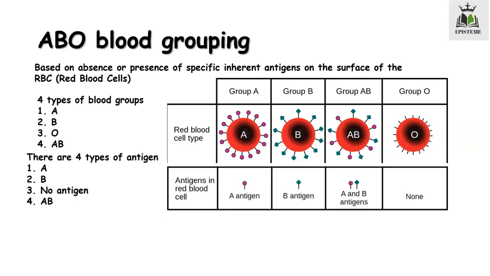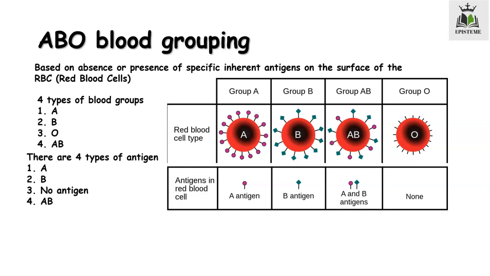For blood group A, we have antigen A presented on the surface of the RBC. It is represented here by the pink circles. For blood group B, we have the antigen B presented on the surface of the RBC. For blood group AB, we have both antigen A and antigen B on the surface of the RBC. And for blood group O, none of the antigens are present on the surface of the RBC.